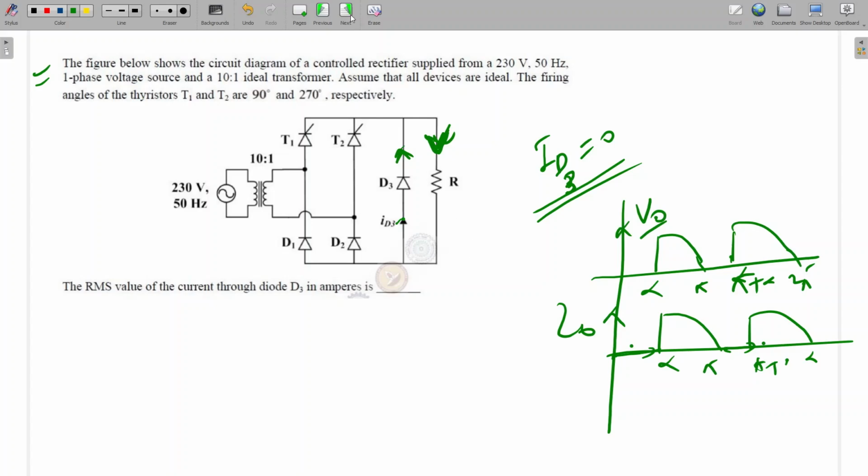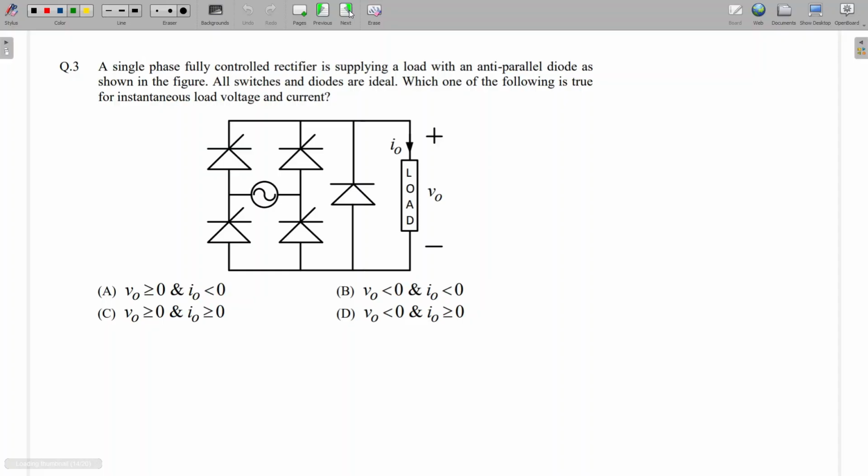Clear to all? Clear, sir. Yes, sir. So this is also a simple question. Can anyone tell what will be the answer for this one? Option C, sir. Okay.